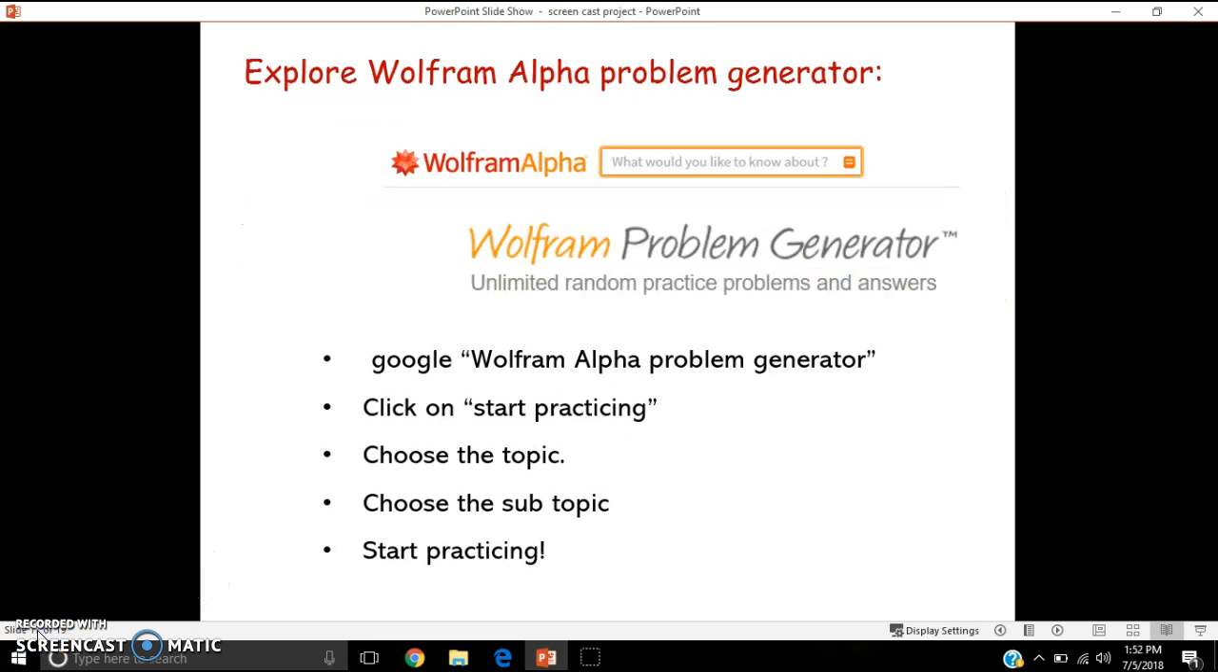I also suggest using Wolfram Alpha Problem Generator. You can Google it, click on Start Practicing, choose the topic and the subtopic, then start practicing. This feature offers students problems and answers about that topic with 3 difficulty levels, and when they're stuck or get the wrong answer, it provides them with hints that can guide them to get and understand the right answer.